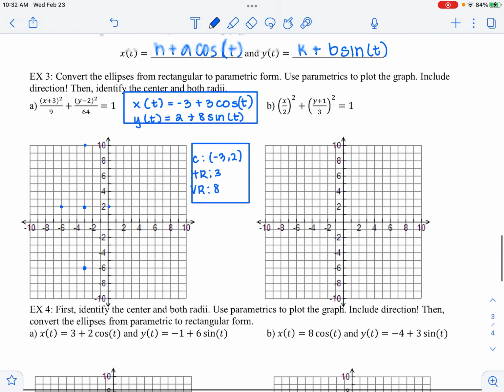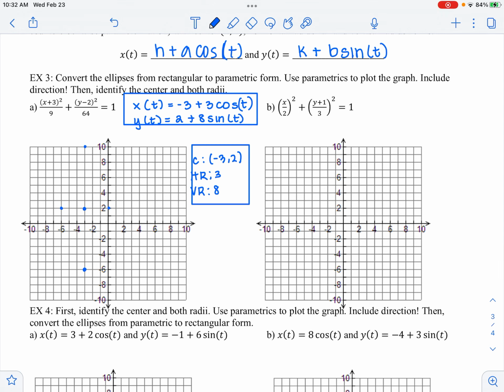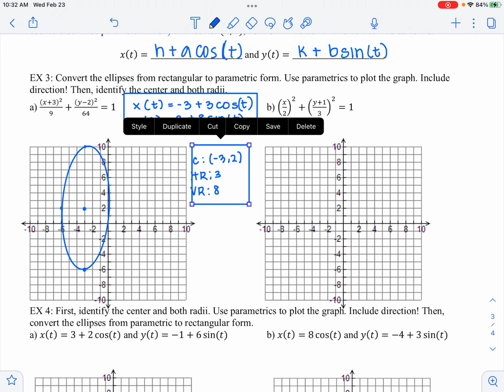So if you're like, wait, isn't it changing what we did before? Like, no, this is still a vertical ellipse if you look at it, and I'm still making a vertical ellipse. I still went up and down 8 units and not left and right. Oh, that's interesting. I still went up and down 8 units and not left and right. So it's just another way of looking at it. So there's my ellipse. It's cosine sine, so it's going to be counterclockwise.